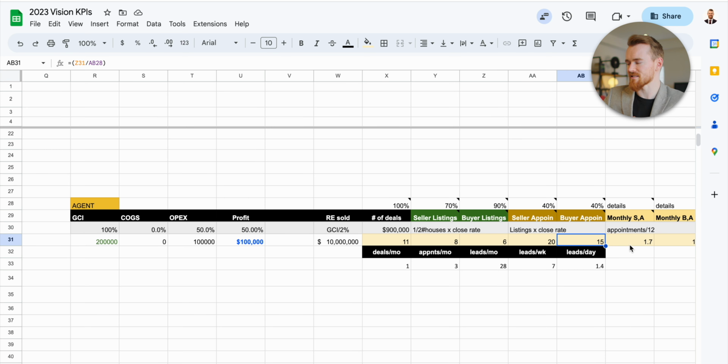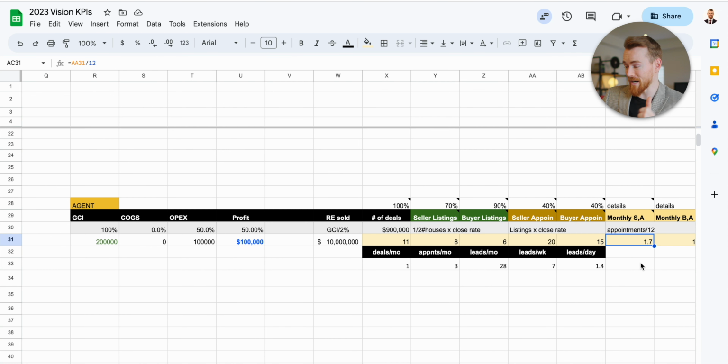And then we break this down to say, okay, well, if you need to do 12 or 20 seller appointments over the span of the year, how many do you gotta do a month? Because that's a lot more digestible. And you can see here the answer is you need to do essentially 2 a month. It says 1.7, you can't do 0.7 of an appointment.